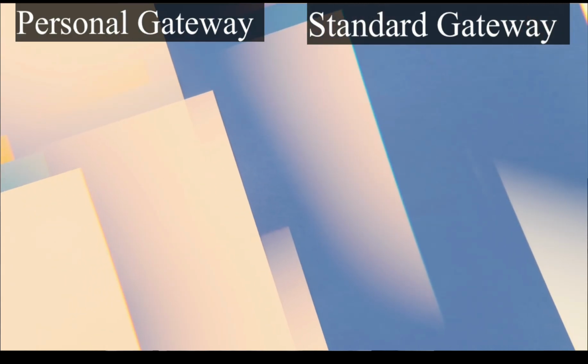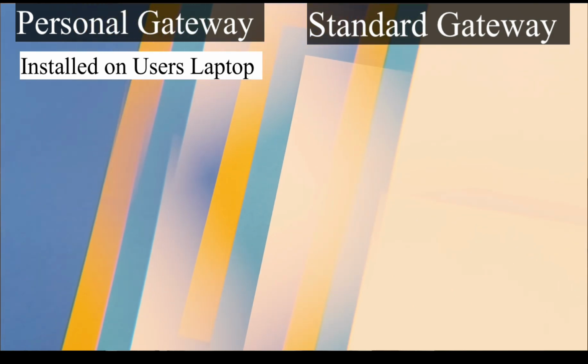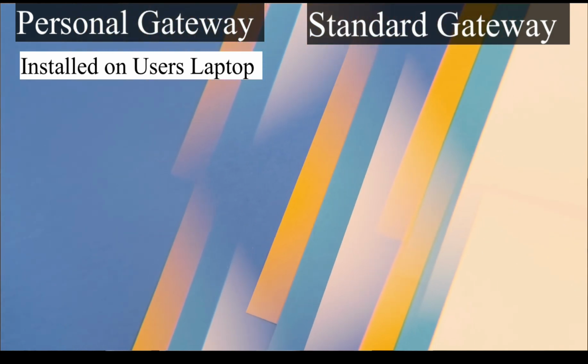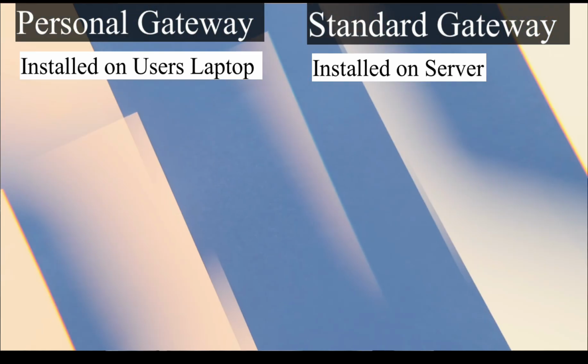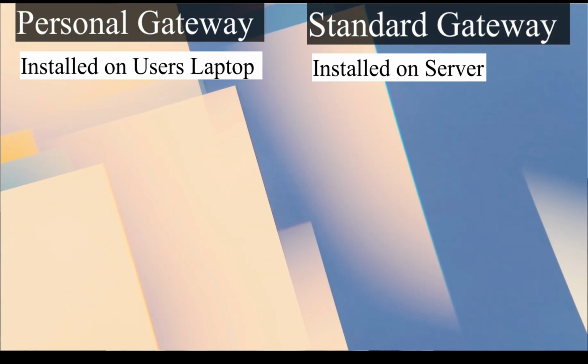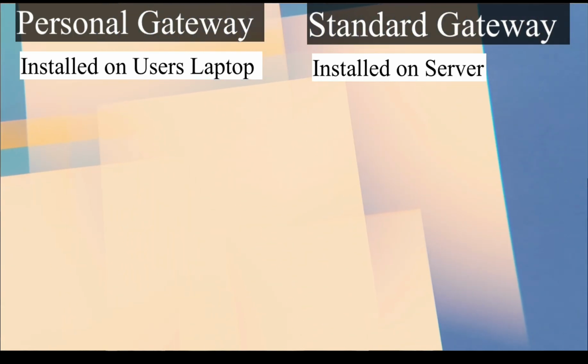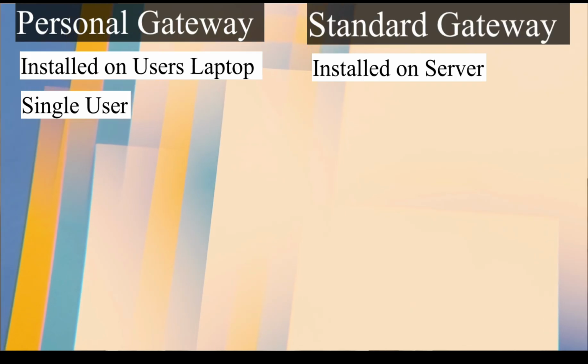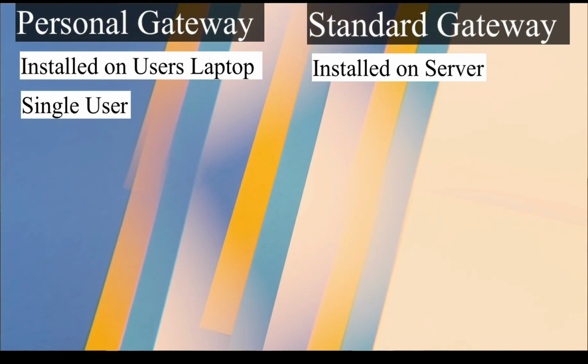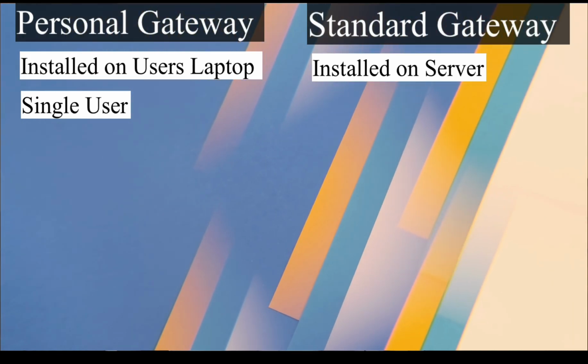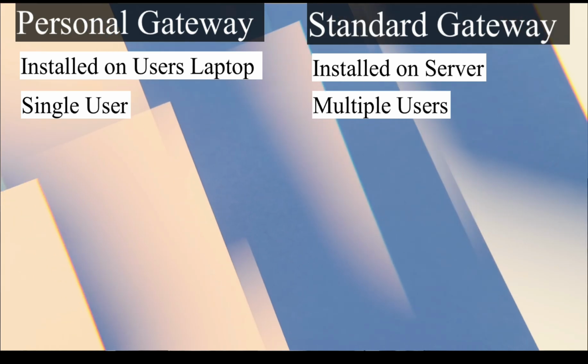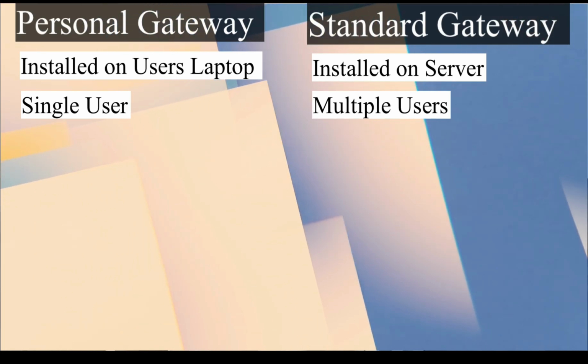Now let's talk about the difference between personal gateway and the standard gateway. Personal gateway is installed on the user machine. That means the user's laptop or the system that he is working on. That is like a private system. But standard gateway is installed on a dedicated server, which also means using personal gateway, the data cannot be shared or accessed by multiple people. Whereas using standard gateway, because it is installed on a dedicated server, multiple people can access or share the data.